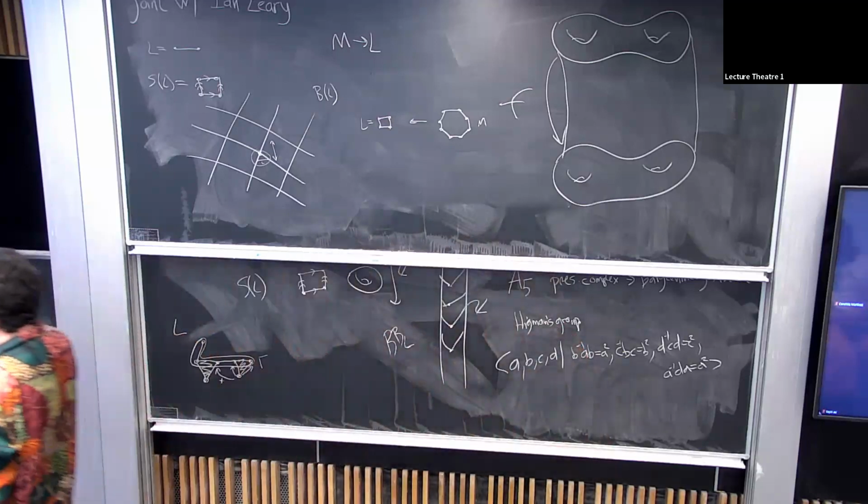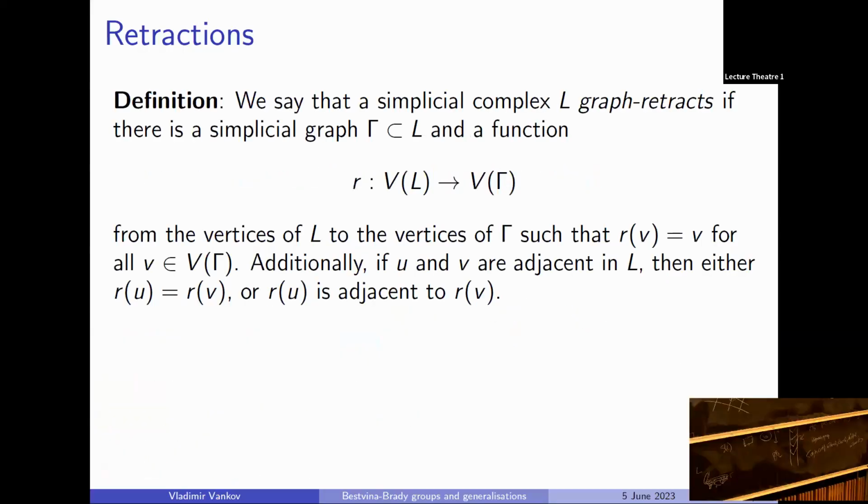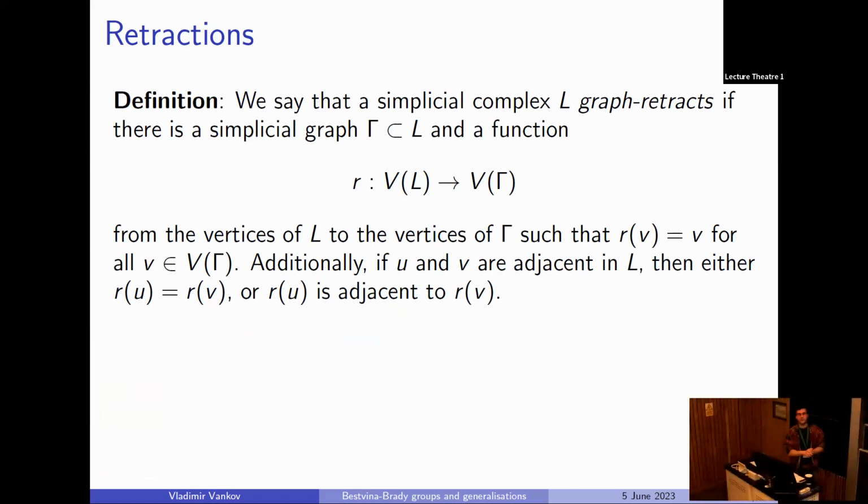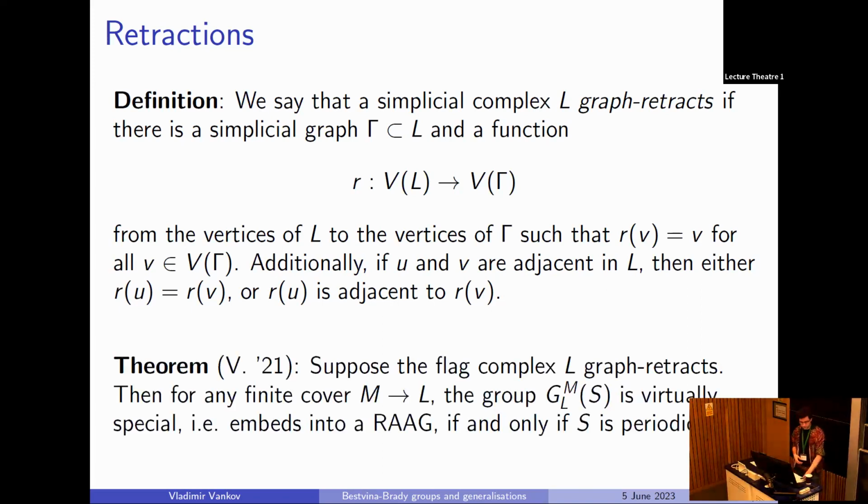Okay. And so actually one thing that follows from this, if your complex L does graph retract, then it must in particular have a free fundamental group. Because if it doesn't, then just by following through an algebraic topology argument, you see that you get a contradiction. So this does put a restriction on what input complex L you can have, but you can still get quite a few. And something that I proved in my thesis was that if we have an input flag complex L which graph retracts, then given any finite M to L, this group GLS of ENs that we construct will embed into a RAG.